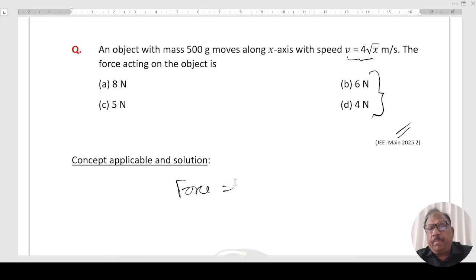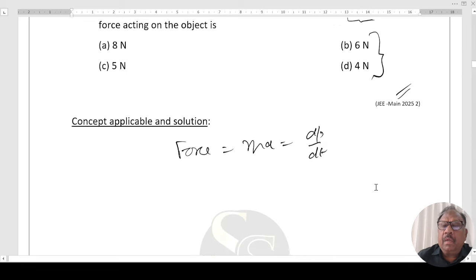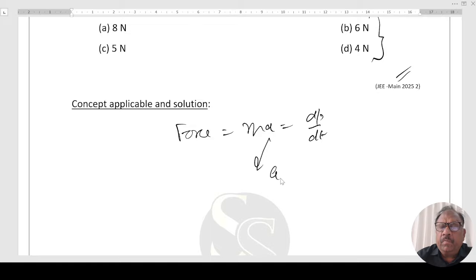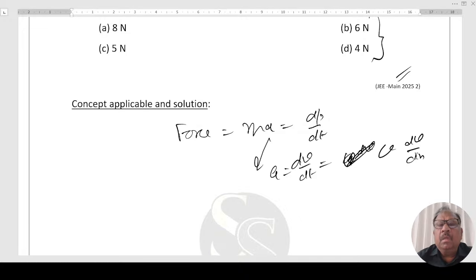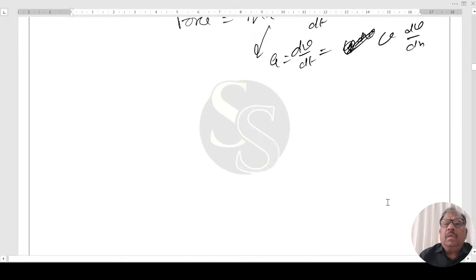What are the expressions for force? m into a, right? And another in terms of momentum, rate of change of momentum is this one. And a is written as, the basic formula is rate of change of velocity, in terms of a, v dv by dx. Mass is given to you.